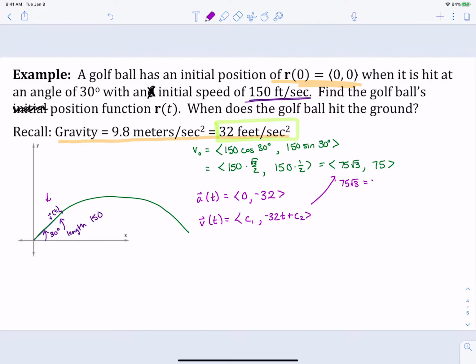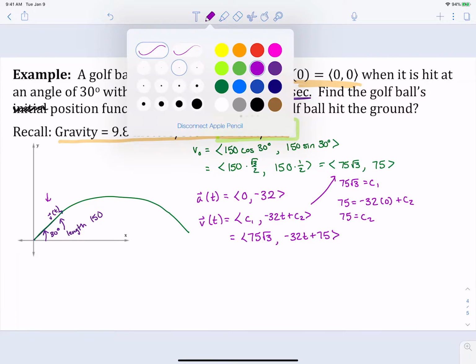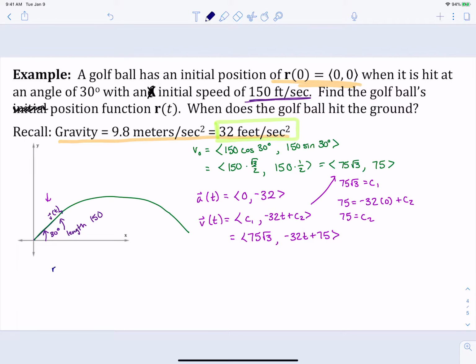For our first component, there is no t component, so that constant needs to be equal to 75 times the square root of 3. And our 75 needs to be equal to negative 32 times 0 plus c2, so 75 is our c2. This gives us our velocity function: 75 times the square root of 3 is our first component, and negative 32t plus 75 is our y component.